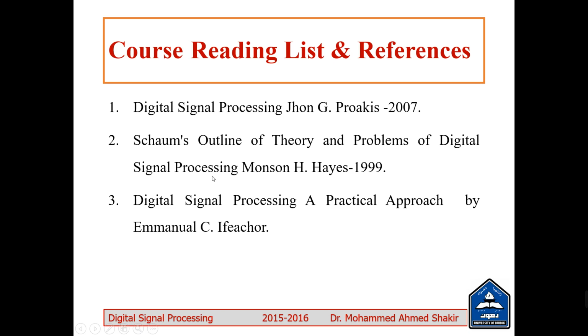Now, course reading list and references. By now, we are going to talk about the important references required for this course. The first reference will be Digital Signal Processing by John G. Proakis. Of course, in reference number one, we can cover the basic topics: sampling, introduction to digital signal processing, convolution, and the Z transformation. All of these topics can be covered with reference number one. Of course, we have a huge number of DSP references which can be used.